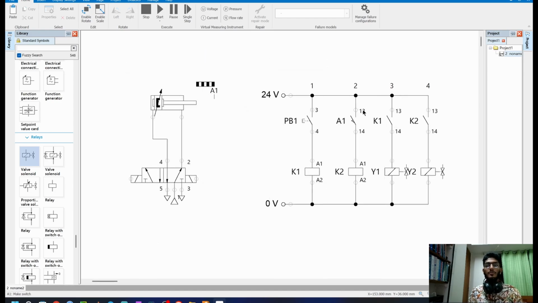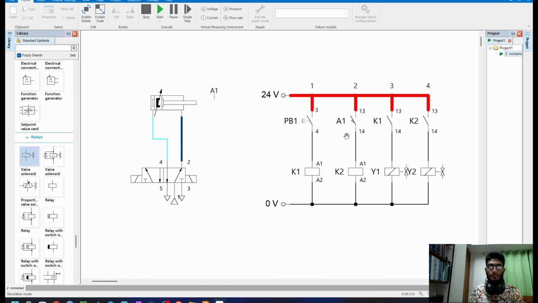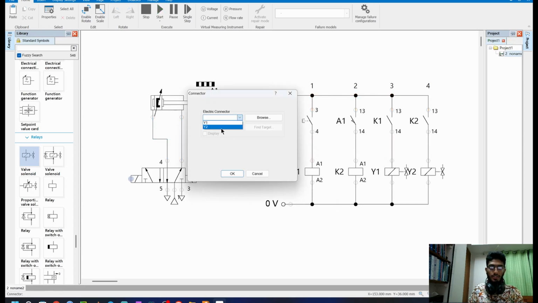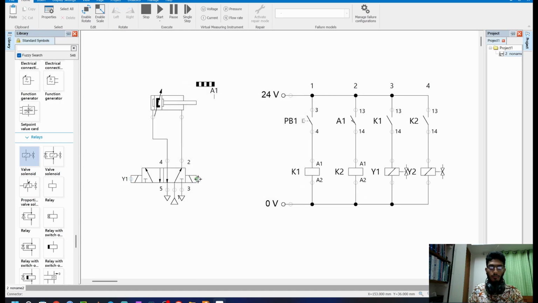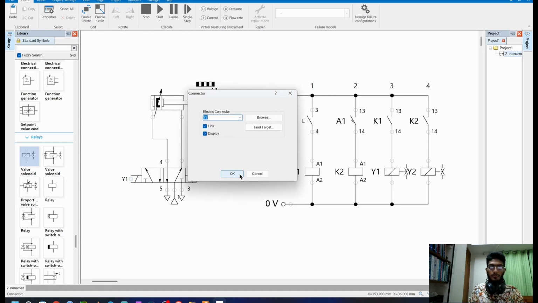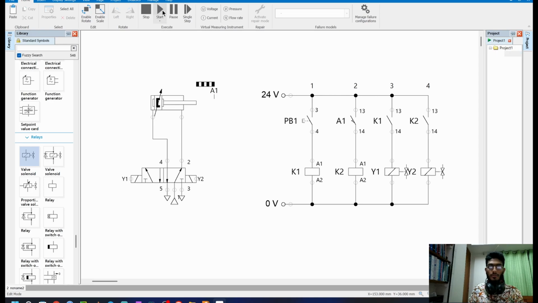Okay, so now let's simulate. Starting. Pushing PB1. I also have to link the solenoids to this DCV. So this is Y1 and this one is Y2. Okay, so let's simulate.